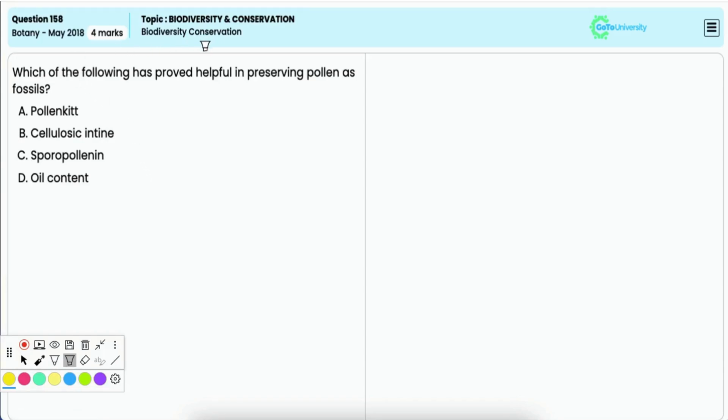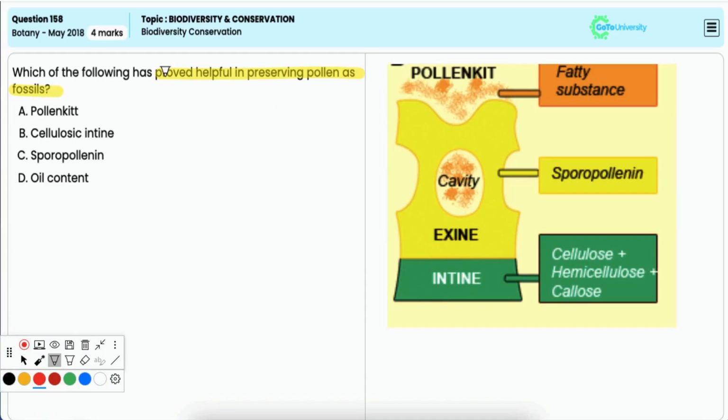In this question, you have to point out which one is used in preserving pollen as fossils. Option A, pollen kit. Now, pollen kit, which is a sticky material on the surface of pollen grains, is involved in attracting pollinators, and it does not contribute to the preservation of pollen as fossils. Hence, it is incorrect.